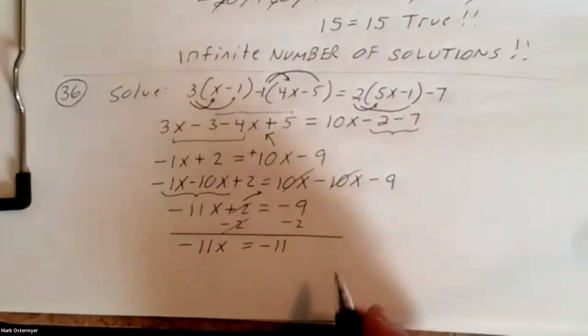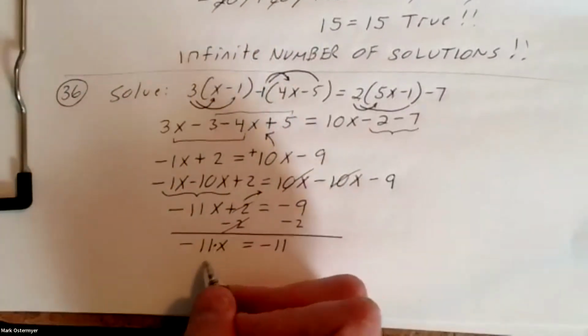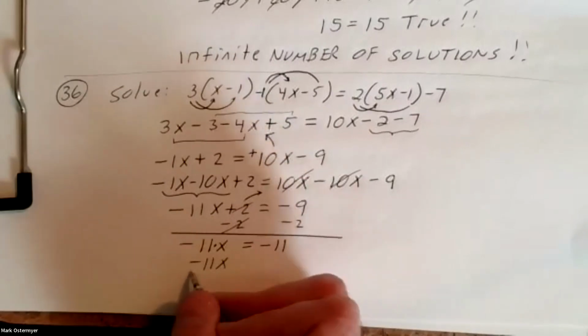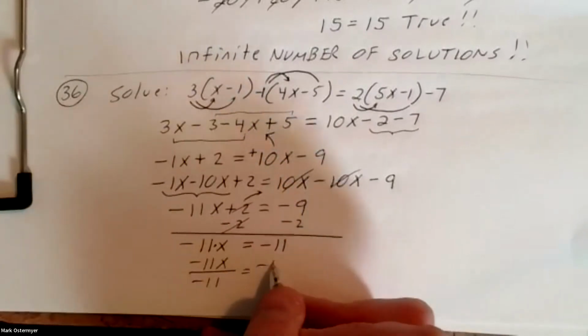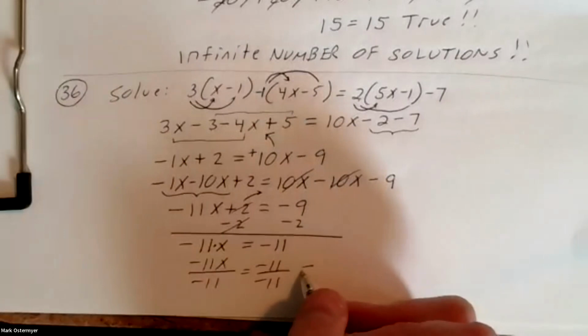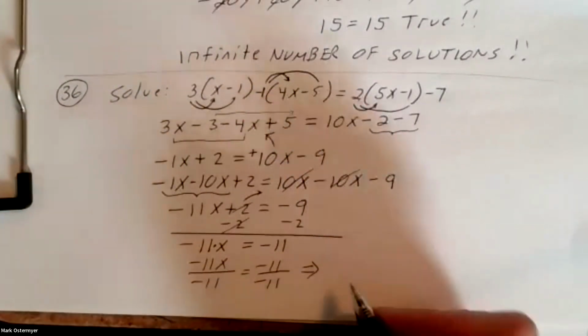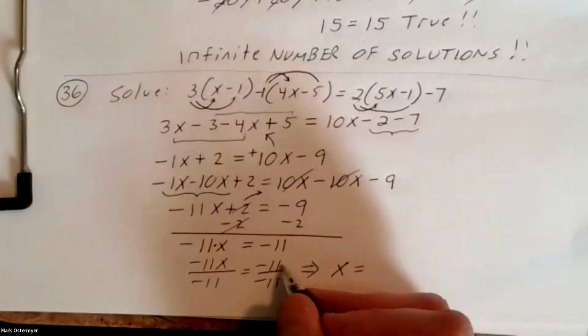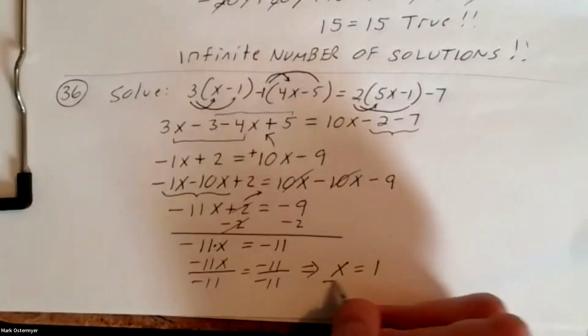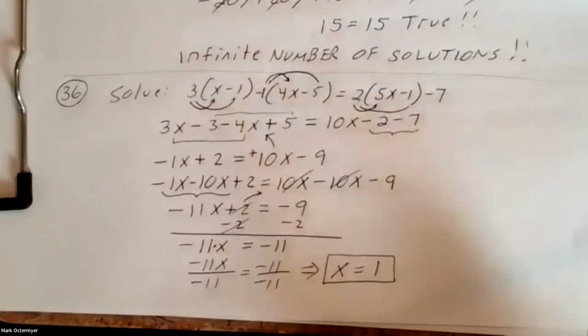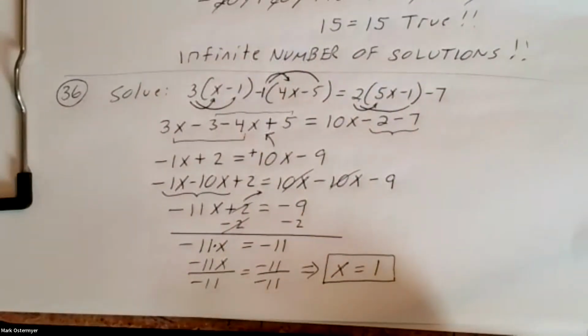Finally, we want to get x all by itself, so we're going to have to divide both sides of our equation by -11. And this implies then that x is equal to negative 11 divided by itself is 1. So our solution to this equation is 1. And that equation has been solved. Solution's 1. Any questions about that problem?